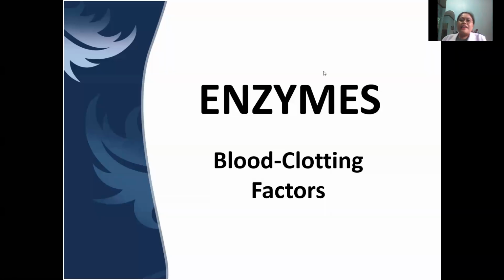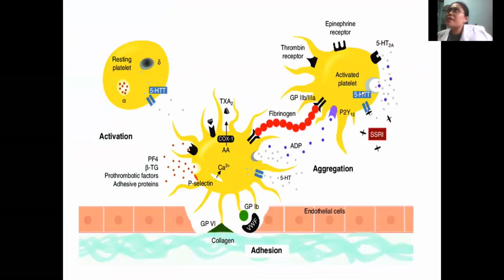So let's start. Let's discuss the enzymes, especially the blood clotting factors that are also a product of genetic engineering or recombinant DNA technology. So we are done with the other products. But before that, I'll give you a little background about how the clot is formed in the body. We will be talking a little about hemostasis.